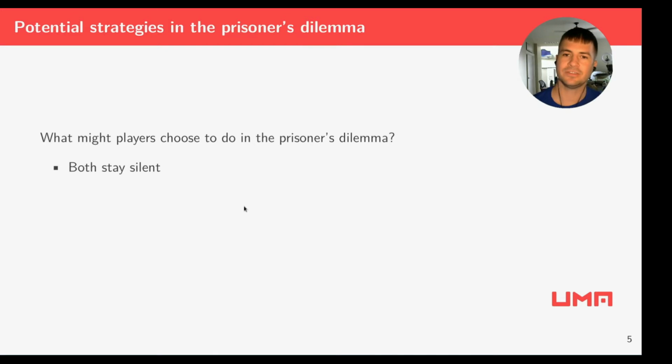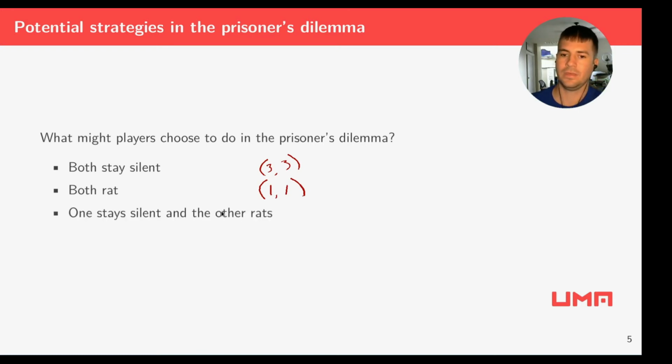So let's think about some of the strategies that might be present in the prisoner's dilemma. We might have the strategy that both players choose to stay silent. In that case, they would receive the payoff 3-3. Both players could rat one another out, in which case they'd receive -1, -1. We could have a strategy where player 1 chose to stay silent and player 2 chose to rat out. In that case, player 1 would receive -2 and player 2 would receive 4.